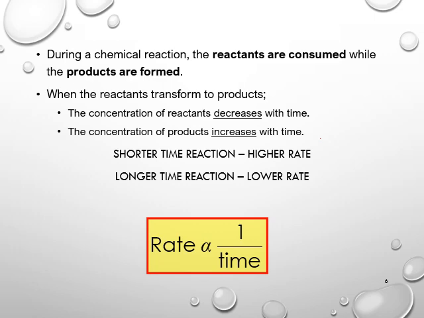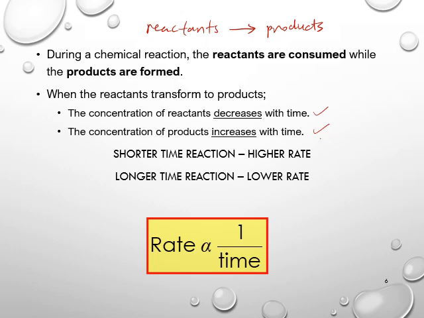We know that any reaction can be represented by the general equation reactant to form products. This equation tells us that during the course of a reaction, reactants are consumed while products are formed. As a result, we can follow the progress of a reaction by monitoring either the decrease in concentration of the reactants or the increase in the concentration of the product.